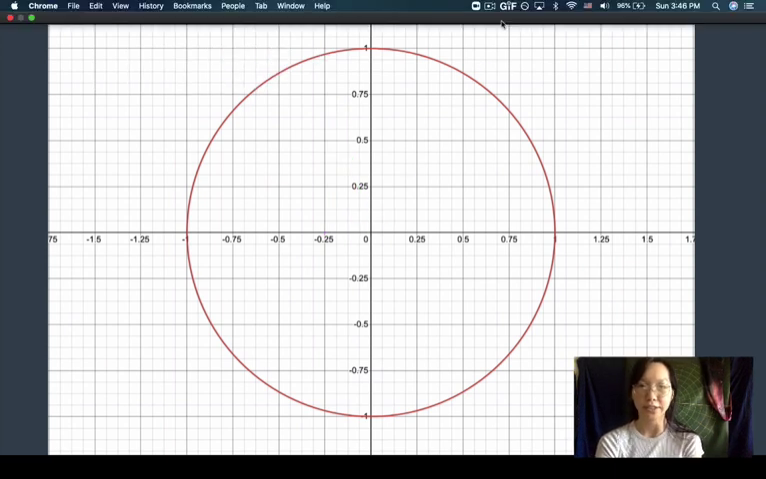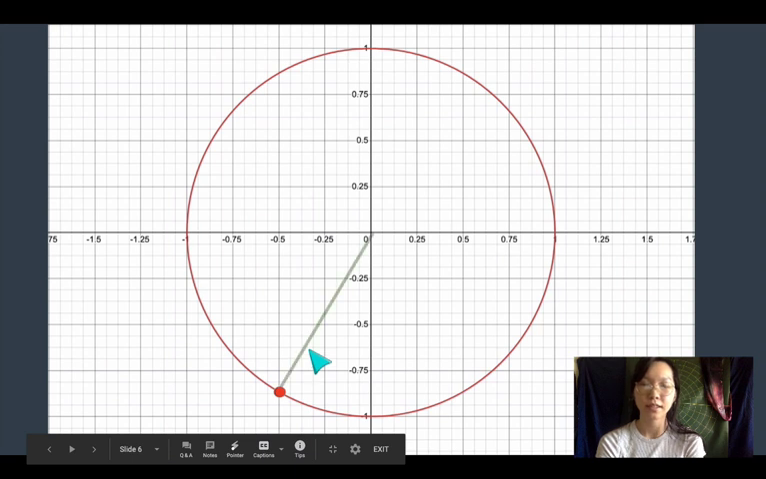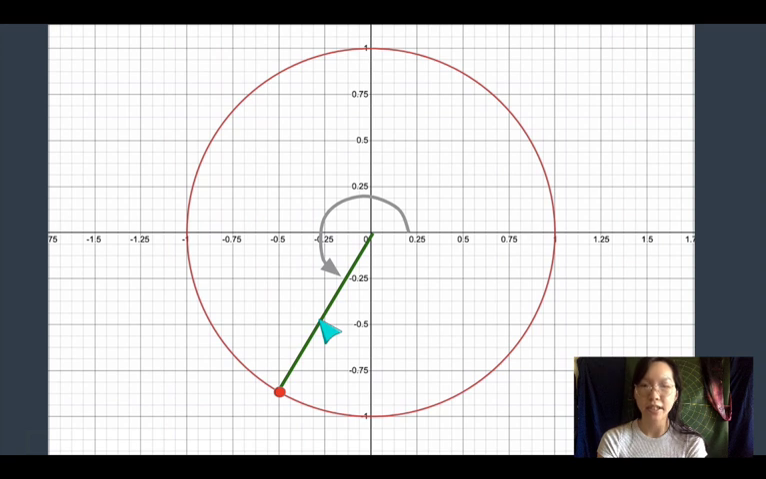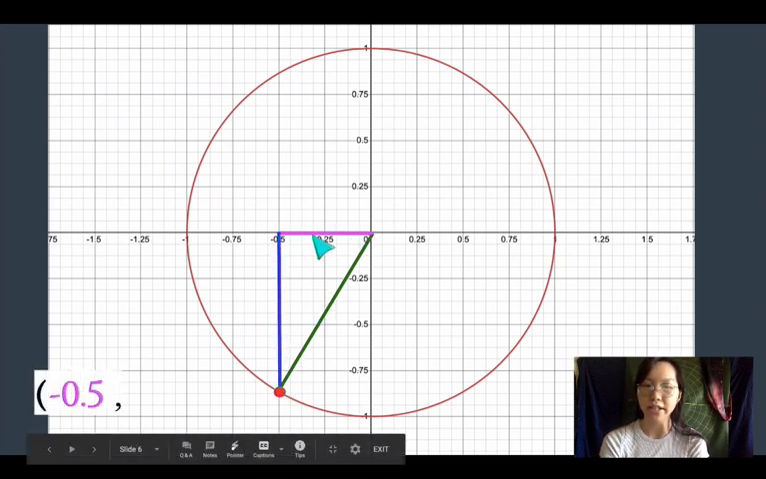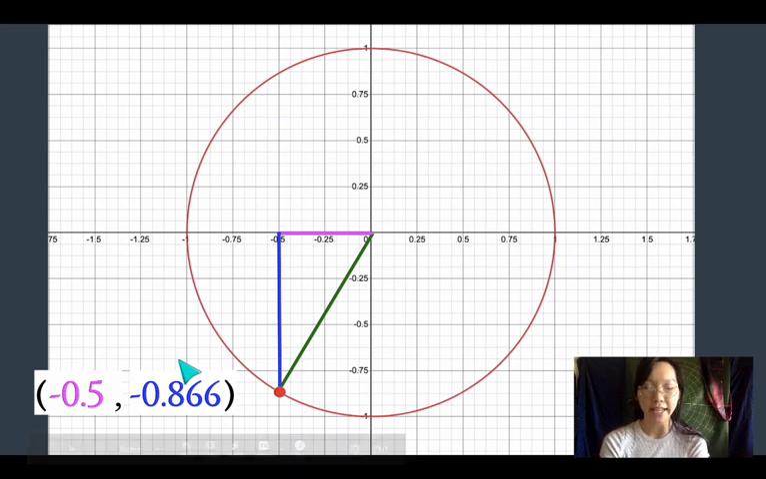Let's do an example in the third quadrant. Notice that I spun the entire radius all the way around. That's greater than 180. But we're actually not going to pay too much attention to that angle because we want to just look at this right triangle being formed with this coordinate. So notice this coordinate is negative 0.5, negative 0.866. So it's in the third quadrant. Both of the coordinates are negative, and we're focusing on this angle, which is 60 degrees.